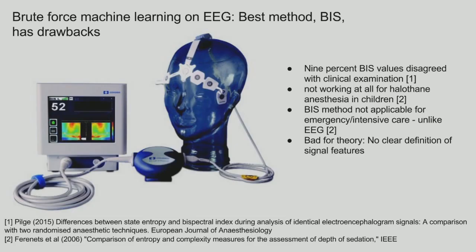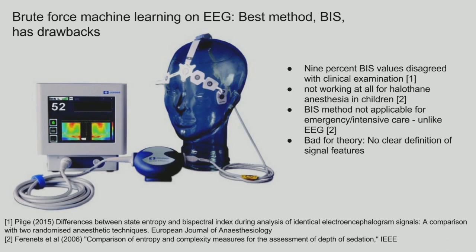Now, one could also just apply brute force and look at the EEG recordings and do machine learning, and without knowing which features you actually pick up in the EEG signal, just try to find some reliable classification for these states. There are these machines in pretty much all hospitals called the bispectral index. It's one of the most widespread ones, but those machines have considerable drawbacks. They don't always work so well. So, for instance, 9% is always wrong, and there are special cases, for instance for kids and special anesthetics such as halothane, where it doesn't work at all.